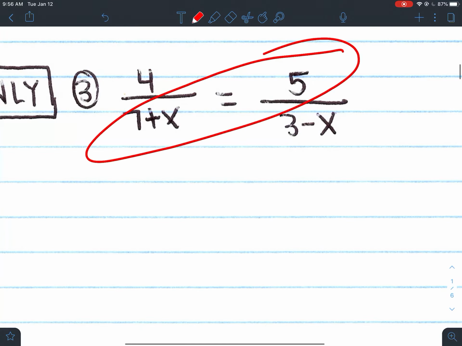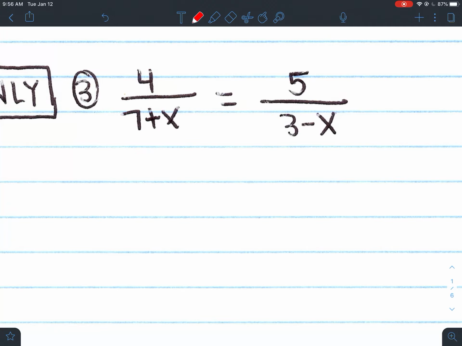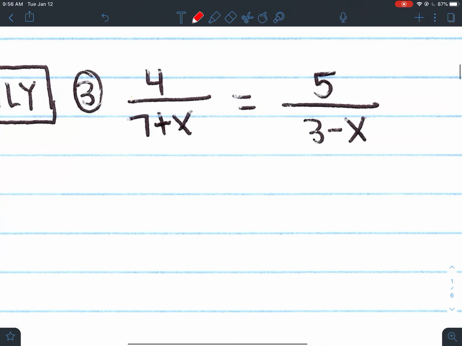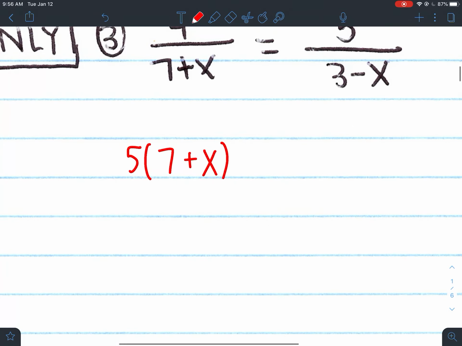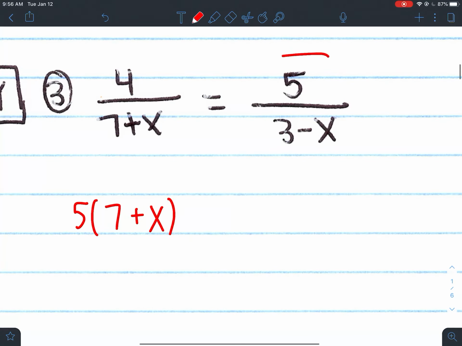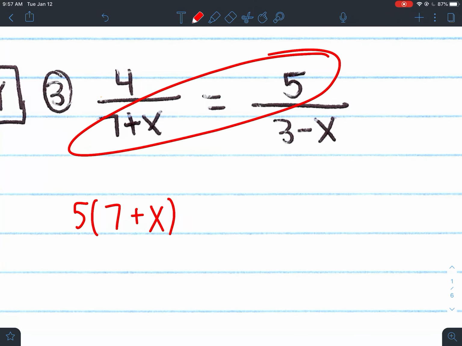We're going to do 5 times 7 plus x. Now, anytime we're multiplying something that's more than one term, we want to put parentheses around it. So we have 5 times 7 plus x, so it's going to be 5, 7 plus x. Now, you can also write it as 7 plus x times 5. It doesn't really matter, so whatever is easier for you.